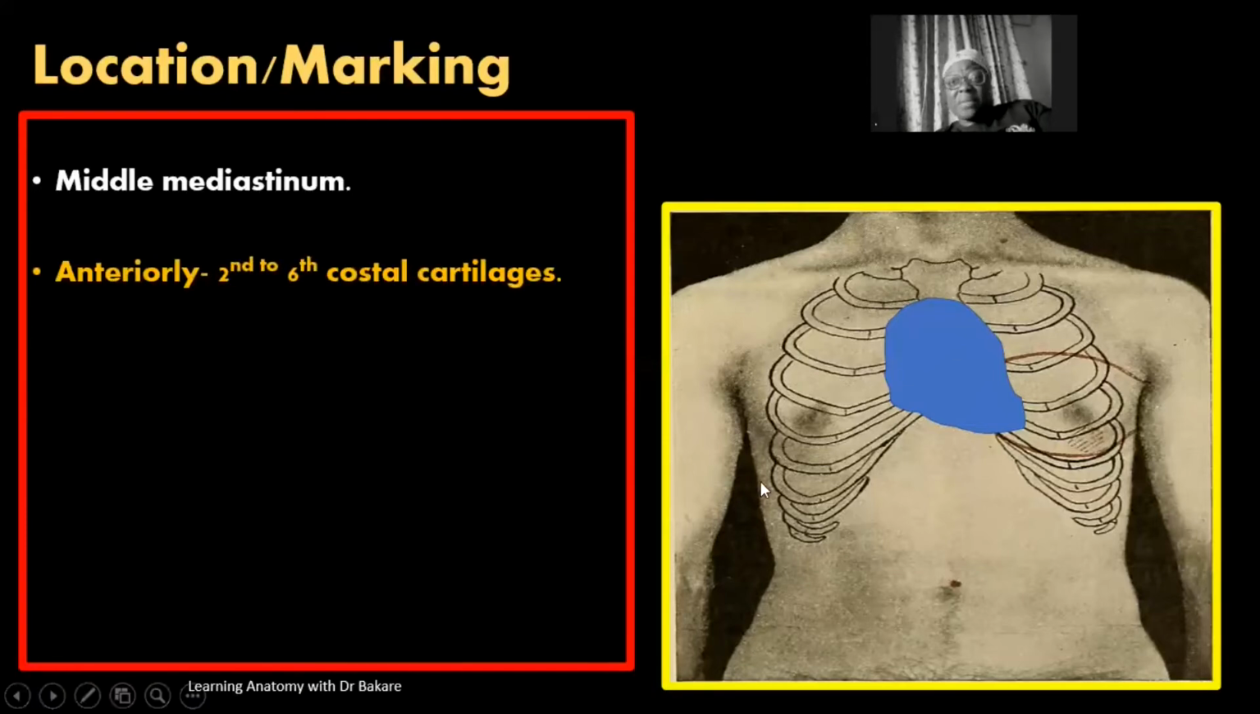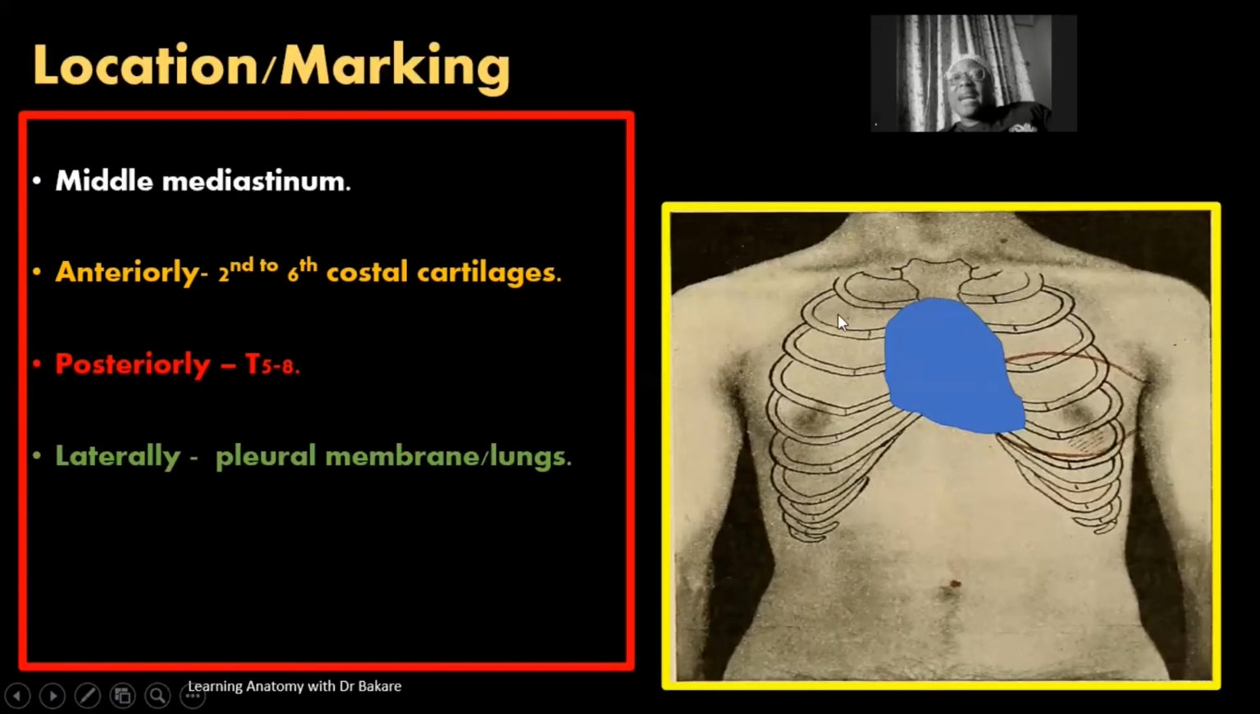Anteriorly, the pericardium is bounded by the second to the sixth costal cartilage, while posteriorly, it is bounded by the T5, T6 thoracic vertebrae. And laterally, of course, we have the lungs and also the surrounding pleural membrane. We know that the heart is located at the central portion of the mediastinum, where we have the lungs on both sides. So laterally, they will be related or bounded by the lungs and also the pleural membrane.